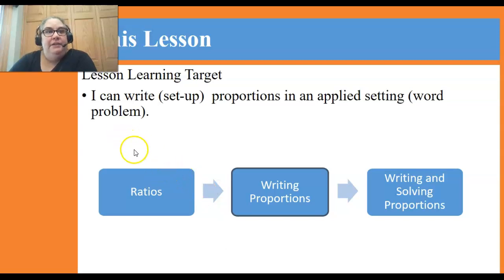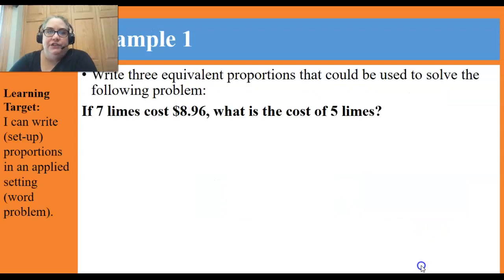So, before having a good understanding of how we're going to be writing proportions, you need to be comfortable with ratios and how they work. Ratios are just another fancy way of saying fractions. And we need this lesson because in future lessons, we're going to be expected to write and solve proportions.